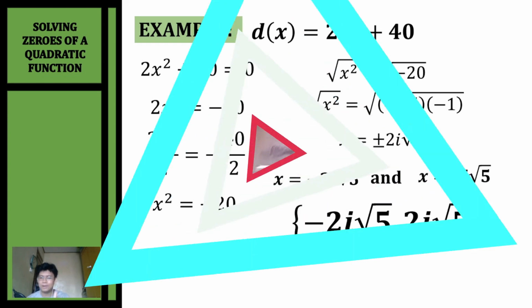Alright. A little reminder, if you're going to use extraction as your method of solving zeros of a quadratic function, it is only effective if you're given a quadratic function that is in vertex form, or if your quadratic function has one variable x. If you have two or more variable x in your quadratic function, you need to use a different method.